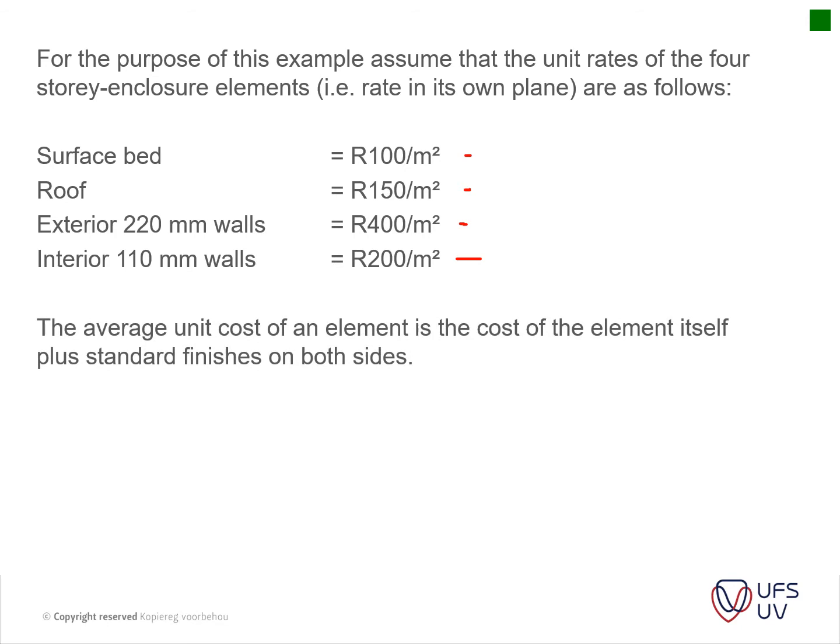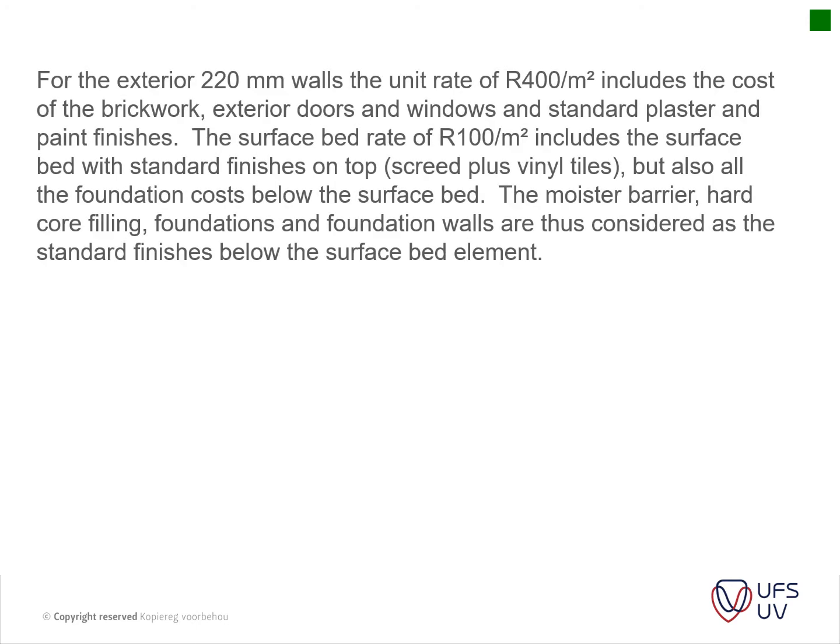Okay, so thus the average unit rate of an element is the cost of the element itself plus the standard finishes on both sides. What that basically means is that the finishes are included in the rates above. Looking at our next section, for the exterior 220mm walls, the unit rate is 400 Rand per square meter, which includes the cost of brickwork, exterior doors and windows, and the standard plaster and paint finishes.